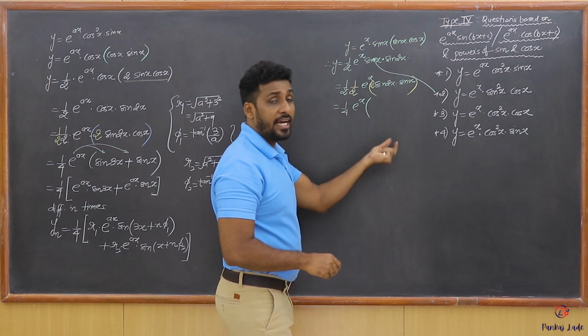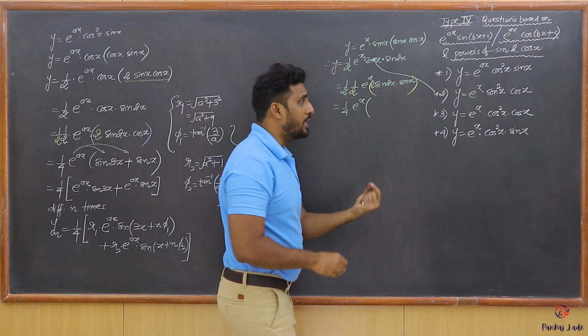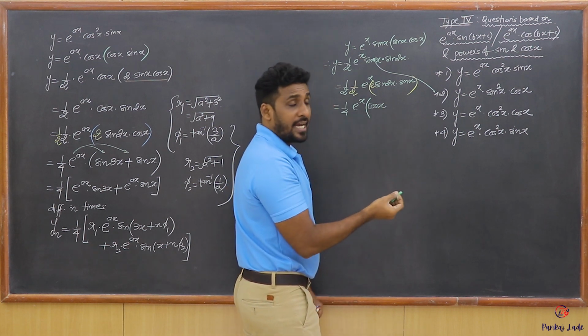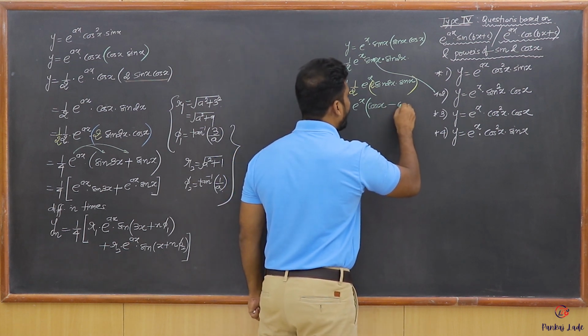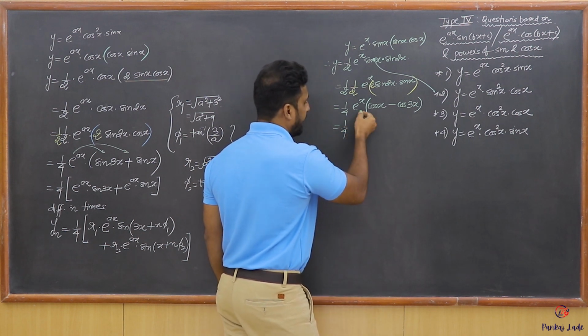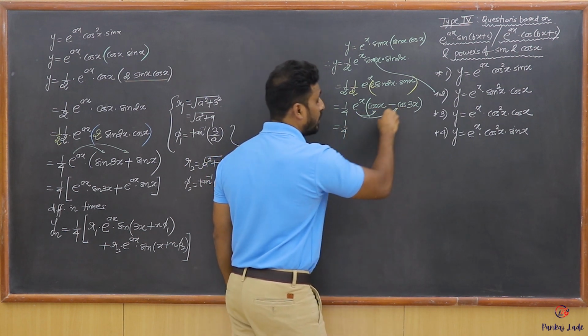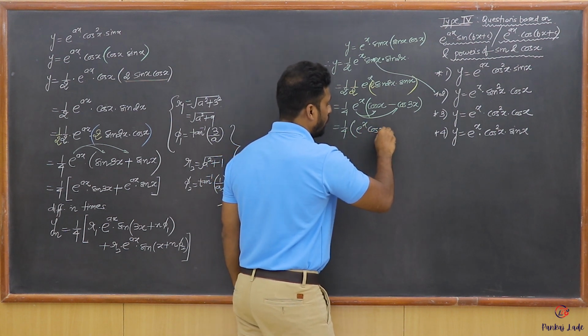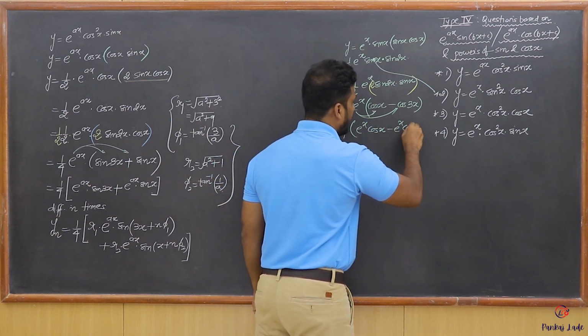So 2 sin a sin b is cos(a minus b). So cos(a minus b), so 2x minus x, that's cos x. And then minus of cos(a plus b), so cos of 3x. So this time when you take e raised to x inside the bracket, the terms that you are going to get are: first term is e raised to x cos x. Second term is e raised to x cos 3x.